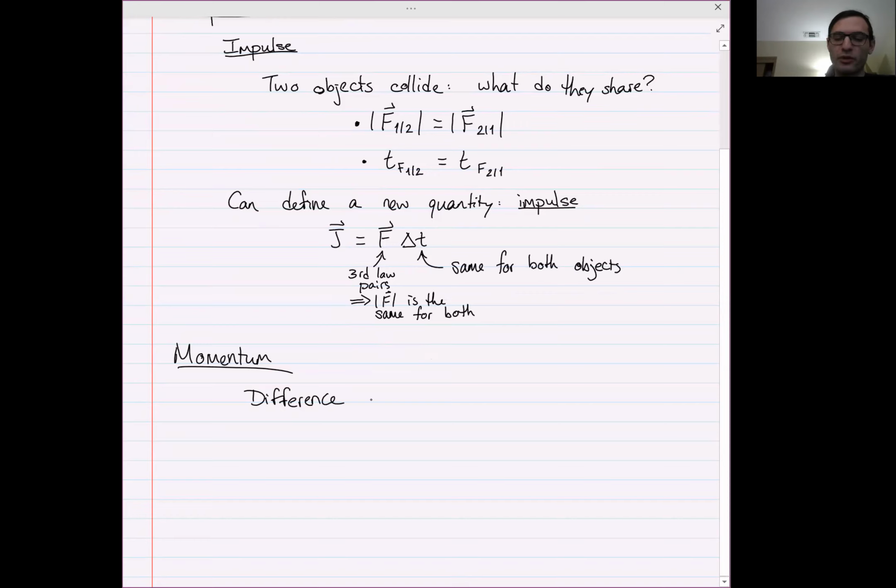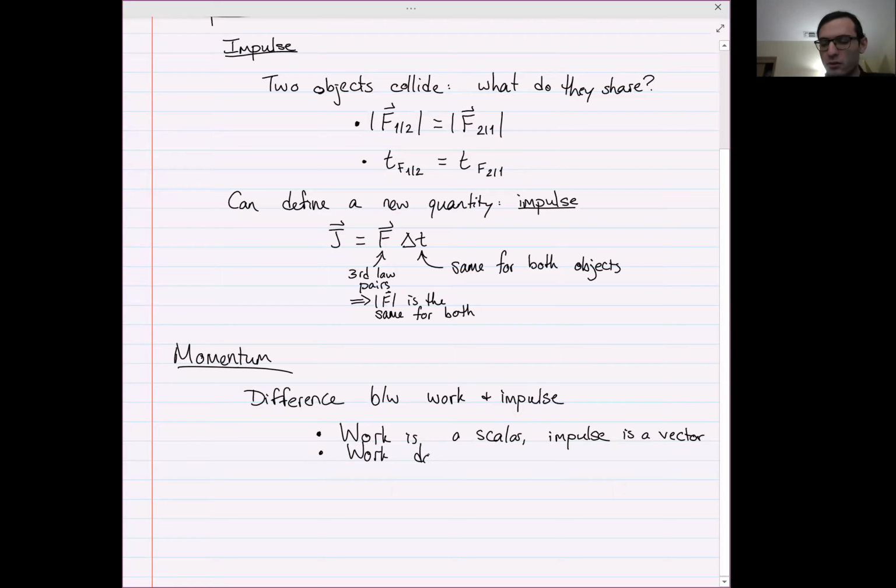So let's talk about the differences between work and impulse. They are different things, but it's useful to actually characterize the ways in which they're different. Importantly, work is a scalar and impulse is a vector. Impulse is a vector because it's a vector times a number. The reason I'm going over these differences is to make sure that you don't confuse these two things. Work doesn't care about the direction of the force, and impulse does.